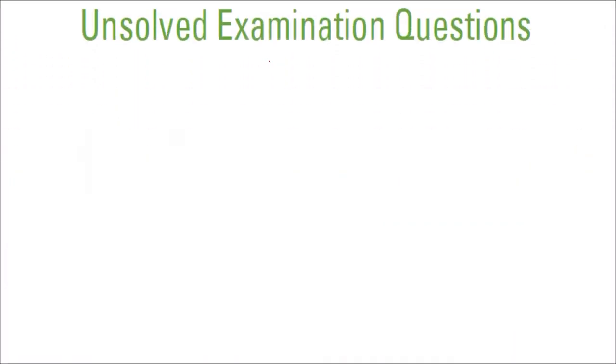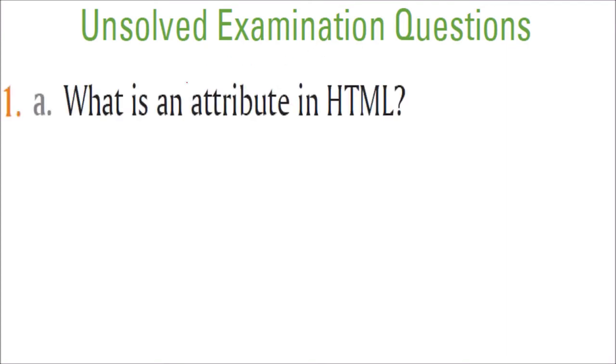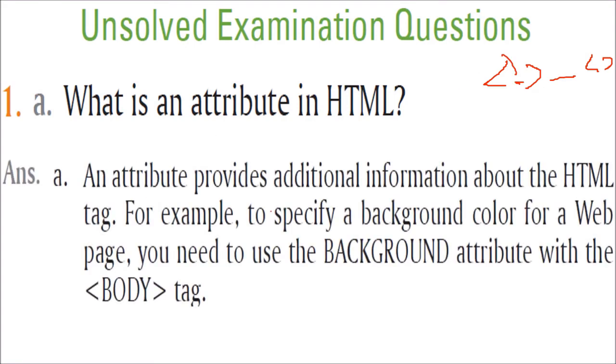These are unsolved examination questions which have come in various examinations in various sessions. First is, what is an attribute in HTML? See, HTML is based on tags. All this tag does is inform the web browser that you have to show the content which is inside in a certain way. But if you want to show additional properties or additional information, there are attributes inside this tag. So the attribute provides additional information about the HTML tag.